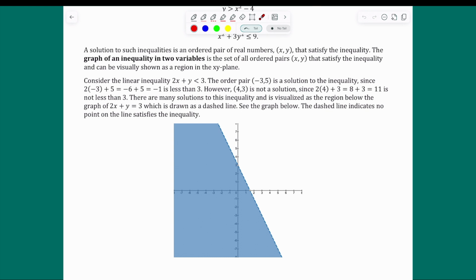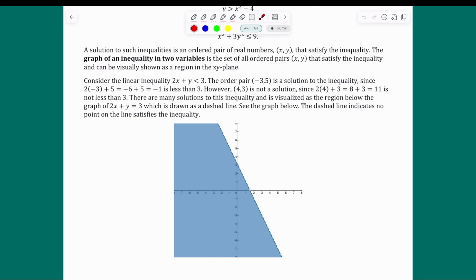So there are many solutions to this inequality, and it is visualized as a region. Consider the region below the graph of 2x plus y equal to 3, which is drawn as a dashed line or a dotted line. You can see here, this line is the line 2x plus y equal to 3. Those are the points that fall on the line, and the reason why we draw it as a dashed line is because no point on this line satisfies the inequality 2x plus y less than 3, because it equals 3 and 3 is not less than 3.